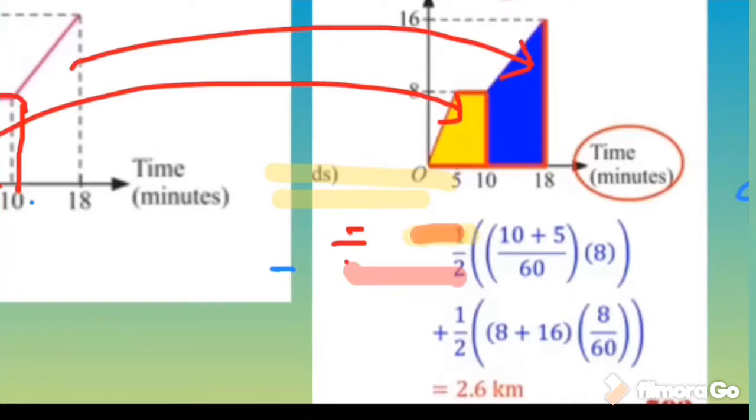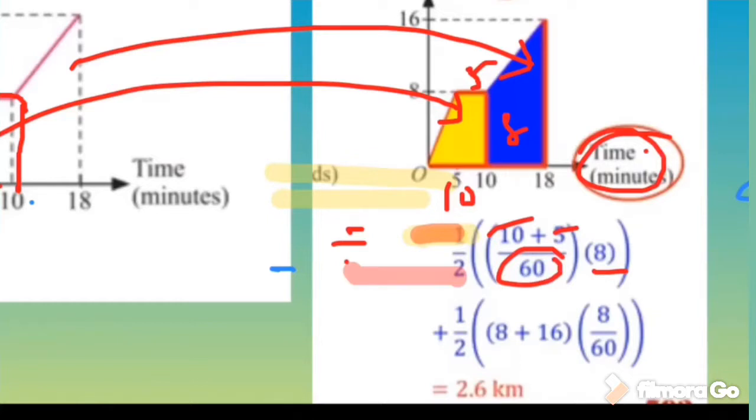So this is 8. This one is 5. 10 minus 5, so this is 10. 10 plus 5, 8 plus 3 times 8. Then remember this is minutes, so you have to divide by 60. And then you add the other one. This is 16. So 8 plus 16. Then remember the difference, 18 minus 10, is 8. Have to over 60. Then your answer is 2.6 kilometers.